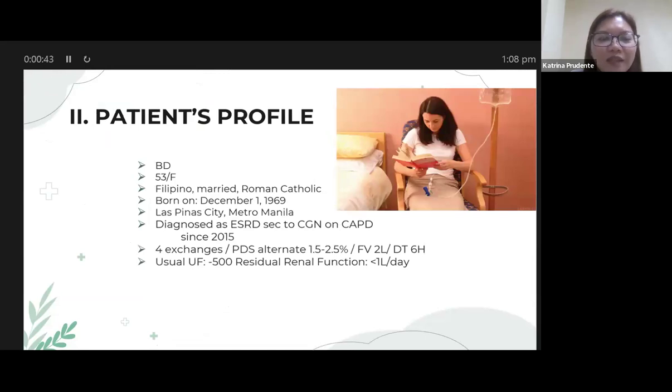So we are presenting patient BD, a 53-year-old female Filipino from Las Piñas City, Metro Manila. She is a diagnosed case of ESRD secondary to chronic glomerulonephritis, clinically diagnosed, and is maintained on CAPD since 2015. Her current PD prescription is four exchanges with 1.5 and 2.5% PD solution alternating, with a fill volume of 2 liters and a dwell time of 6 hours. Her usual UF is negative 500 per day with a residual renal function of less than 1 liter per day.